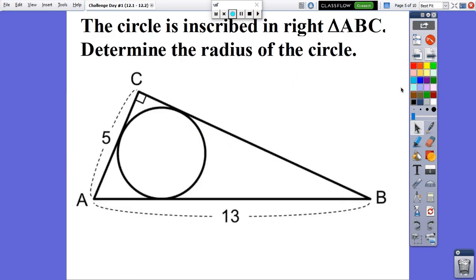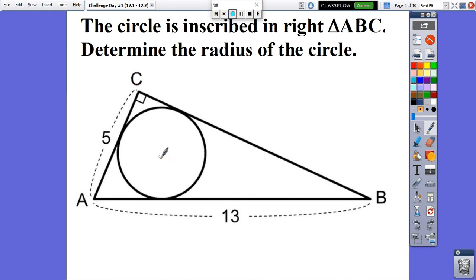All right. Problem 4. Now this one is going to look pretty similar to the very last question of video 1. All right. So the circle is inscribed, which means it's drawn inside the triangle in such a way that it's bumping up against all three sides of the triangle at those 3 points that I just showed you there. Determine the radius of the circle.